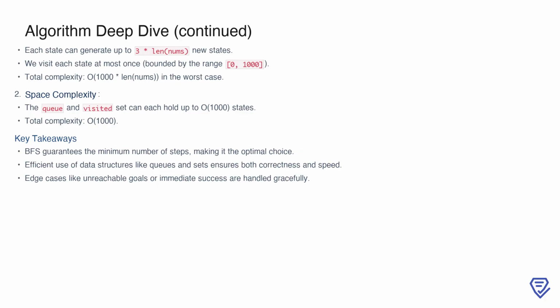In summary, BFS ensures that we always find the minimum number of steps to reach the goal, making it the optimal choice for this problem. By leveraging efficient data structures like queues and sets, we achieve both correctness and speed. Additionally, the algorithm gracefully handles edge cases, such as immediate success or unreachable goals, ensuring robustness in all scenarios.